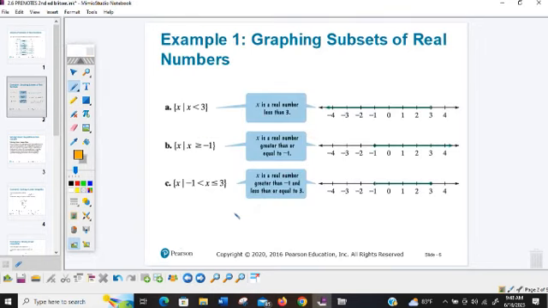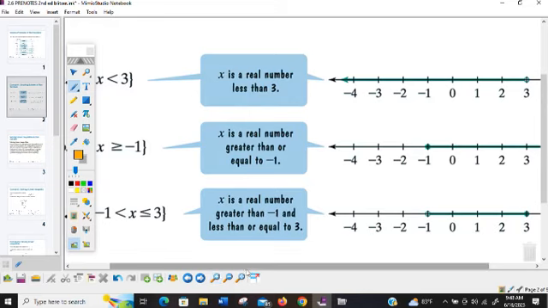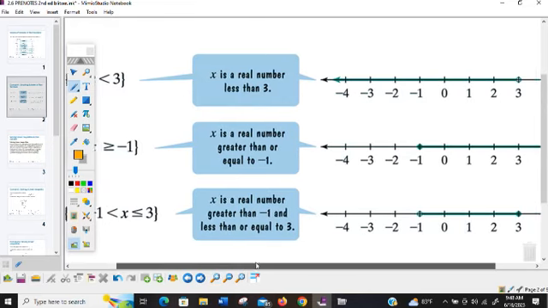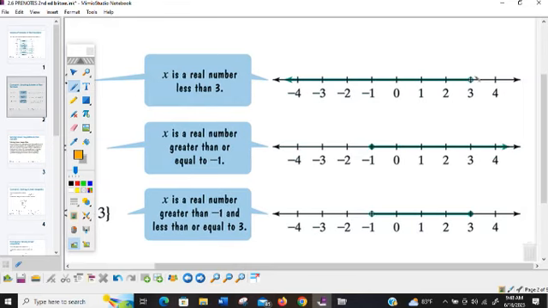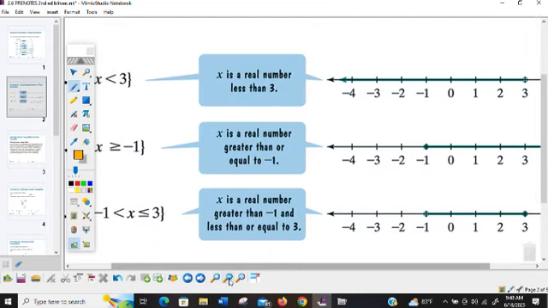So on this one, it says to graph x is less than 3. Let's zoom in just a little bit again. I know it's hard to see. So when we do x is less than 3, we are going to put a dot at the 3, an open dot, and it says less than, so we follow the arrow and we shade to the left.